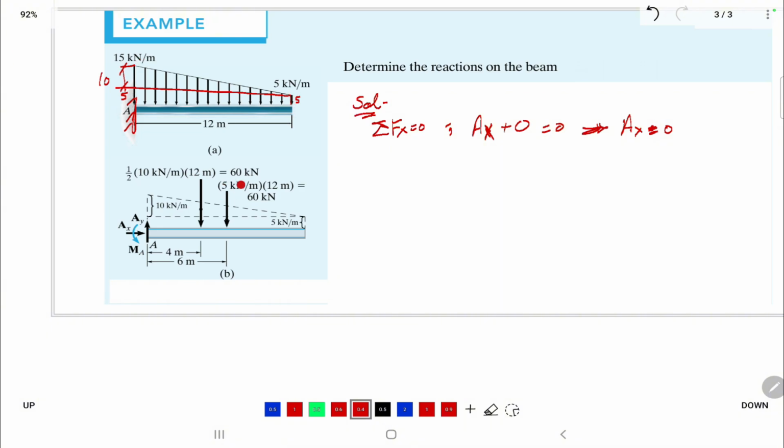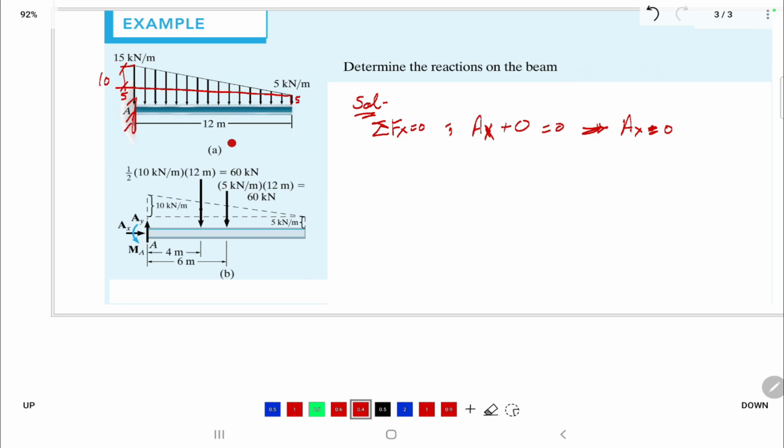Now you see, for this one, this is the uniformly distributed load. The total force is 5 multiplied by 12. We learned how to calculate the resultant force for a uniformly distributed load. So 5 multiplied by 12 is 60 kilonewton. For the triangular, it is half multiplied by 10 multiplied by 12, so it becomes 60.